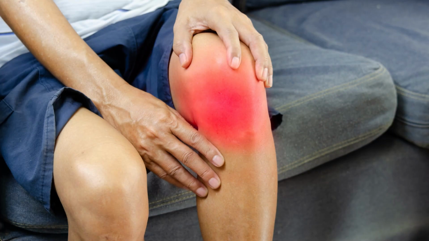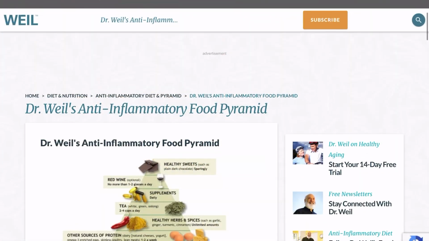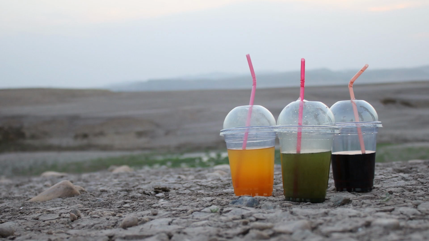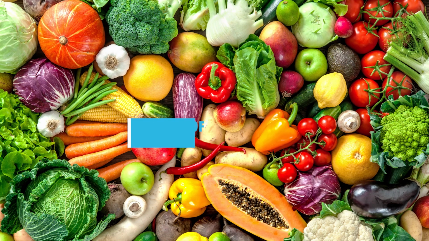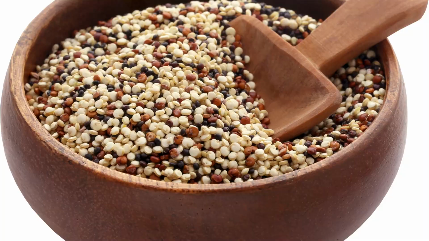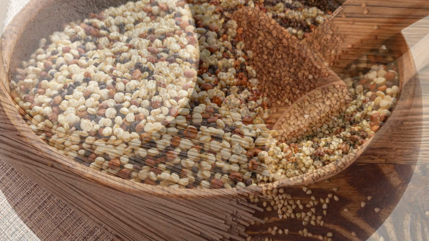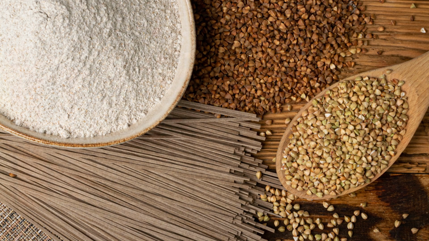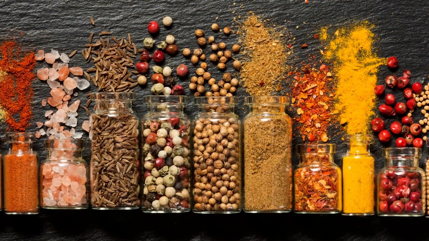There are certain foods that can help reduce inflammation. Dr. Andrew Weil has an anti-inflammatory diet pyramid to guide people in their eating habits. Basically it suggests limiting simple sugars and consuming 5 cups of vegetables and 2 cups of fruits per day. Healthy grains like quinoa, bulgur wheat, brown rice, barley, and ragi should be included in the diet, as well as spices such as turmeric, pepper, and paprika for flavoring.